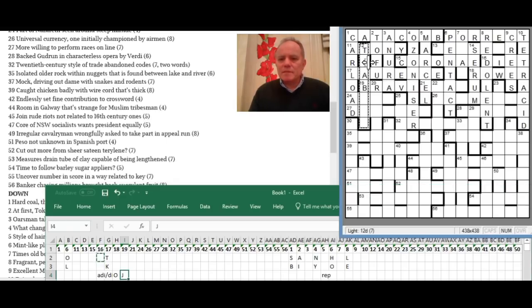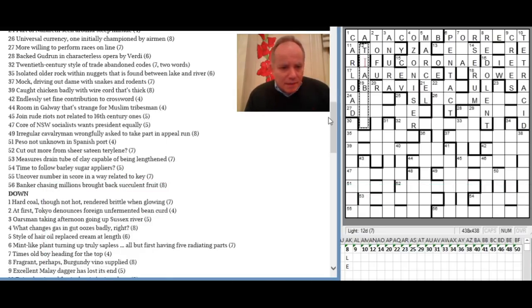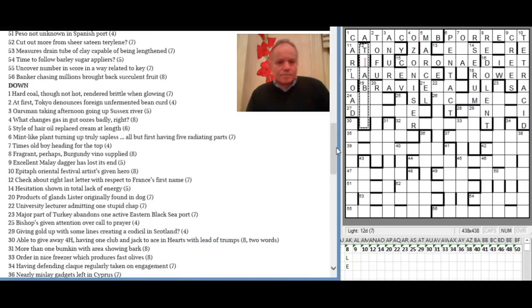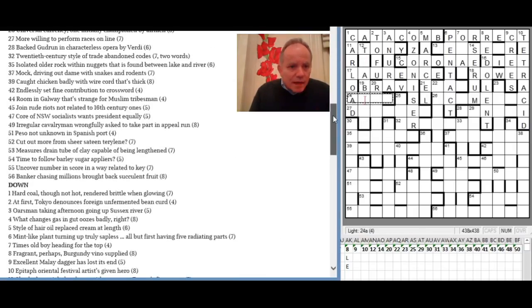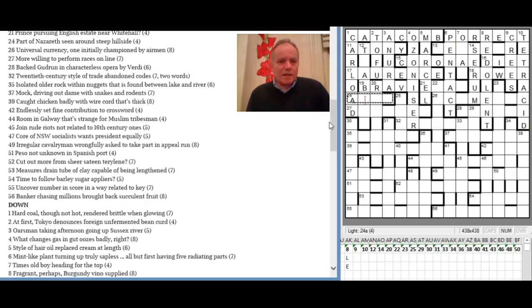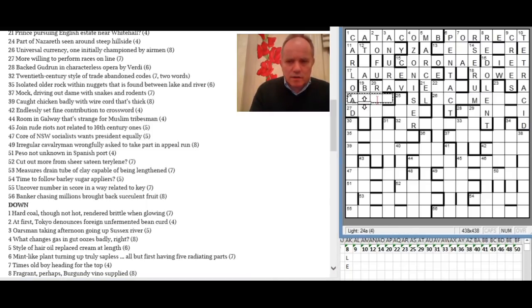Ooh, maybe I've misunderstood the instruction. J is not a letter that we really expect to be using. 12 down. Check. Can that be tab? About right. Trab. With respect to France's first letter. Trabant, no. 24 across, begins with A. Part of Nazareth seen around. So that could be Azan, which is a call to prayer. And Trabzon would work at 12 down, which is a Turkish city, I think.